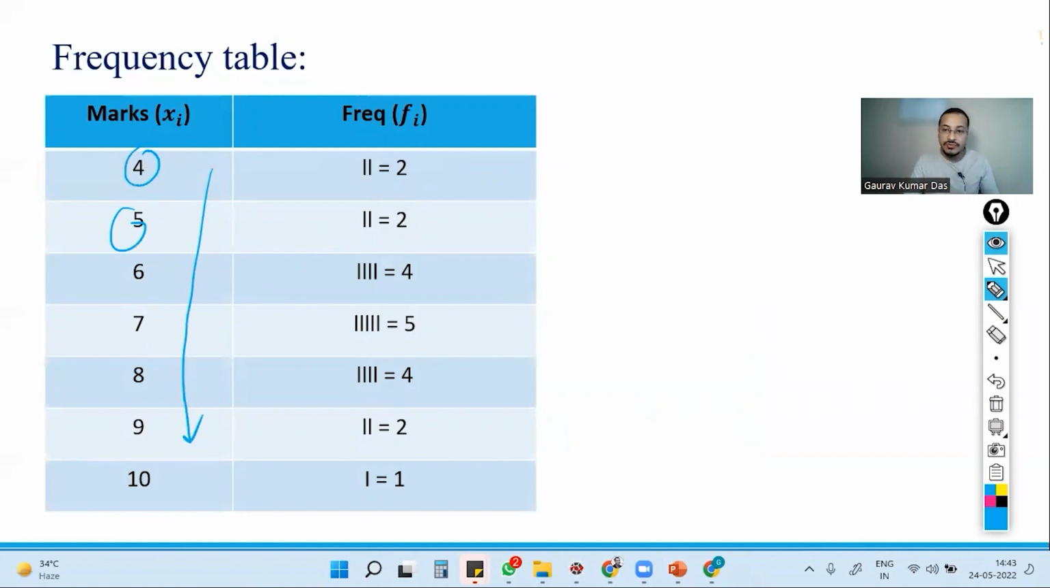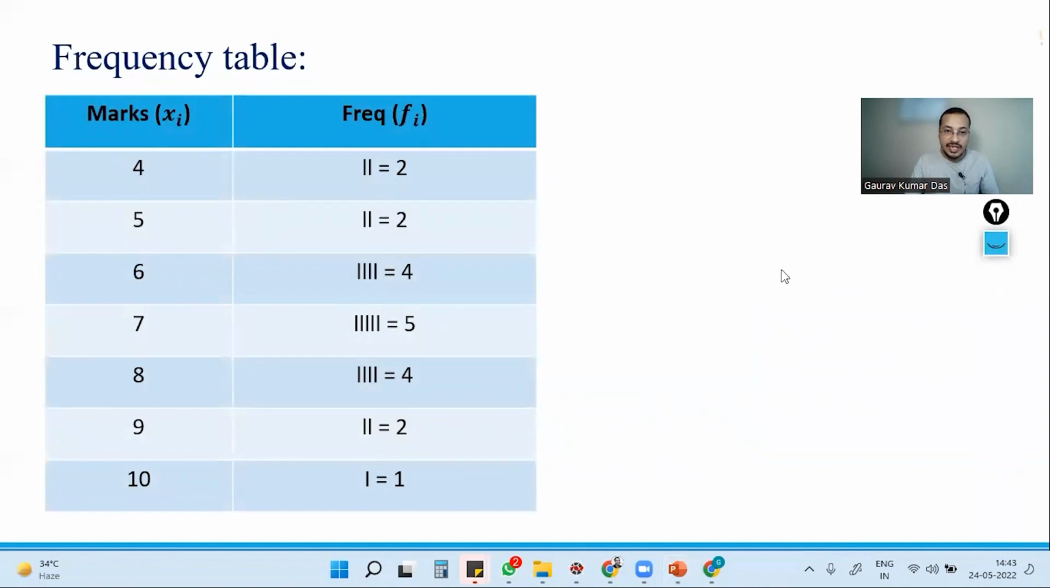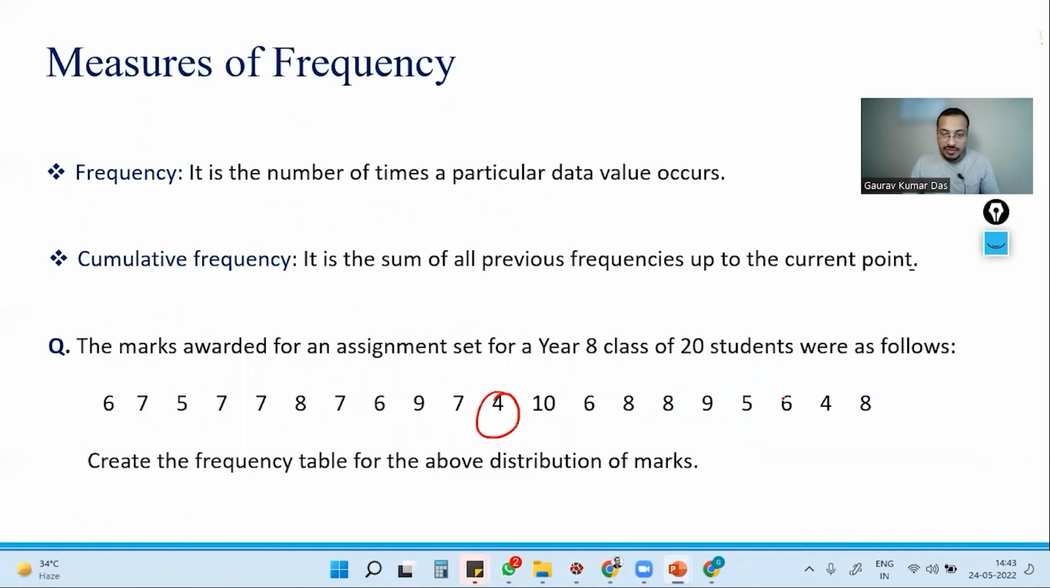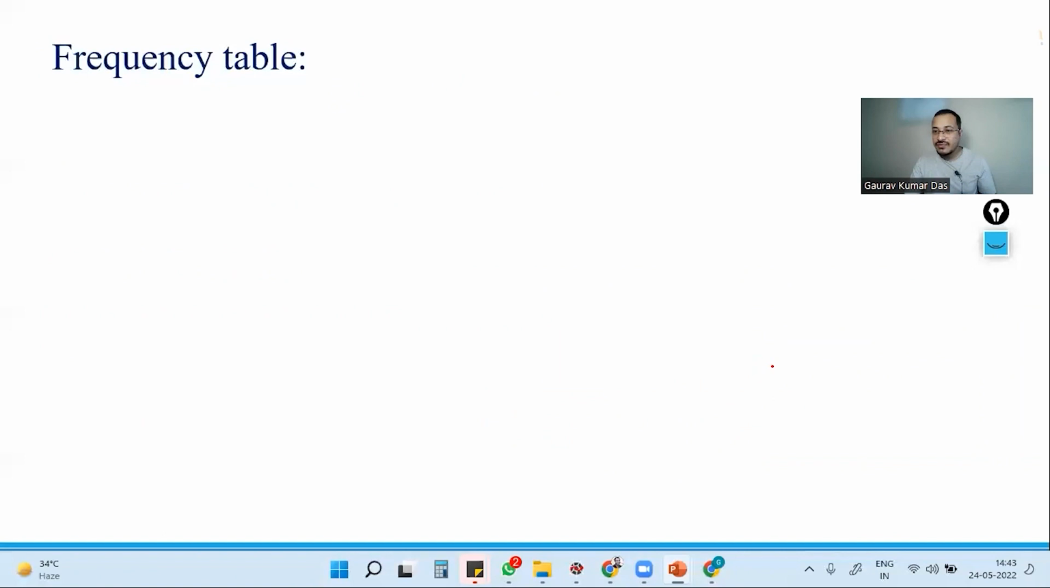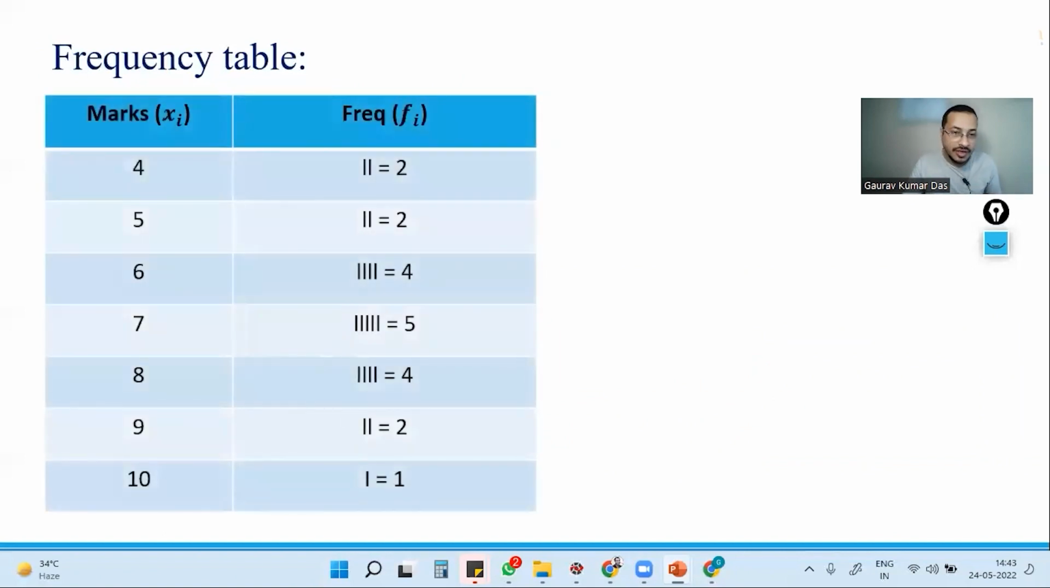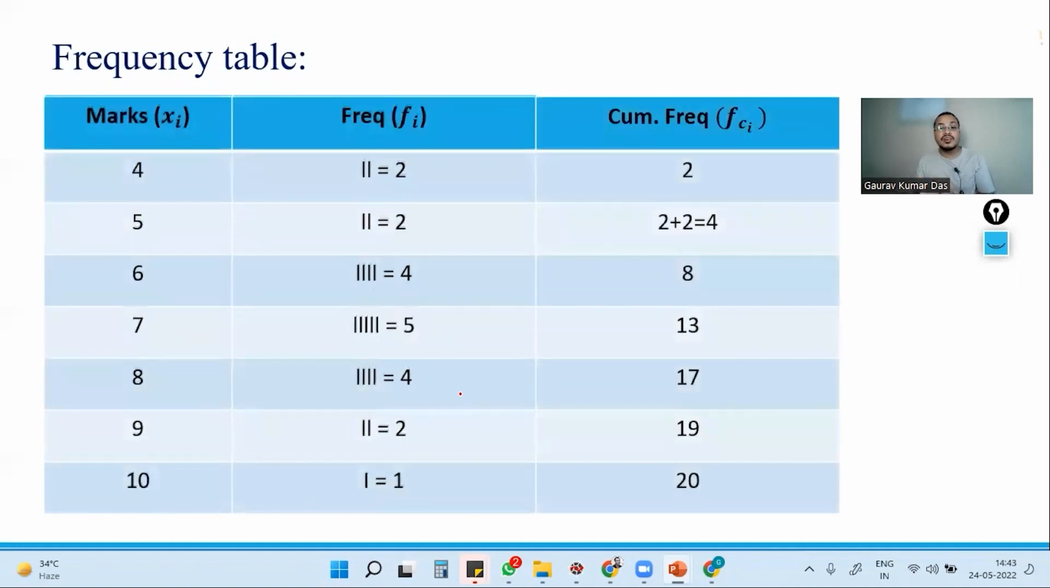If you look here, in the previous slide, 4 occurs how many times? 2 times. So what I've done is I've simply extracted the unique data points and then found out the count of each of these data points. Now, how do we calculate the cumulative frequency?